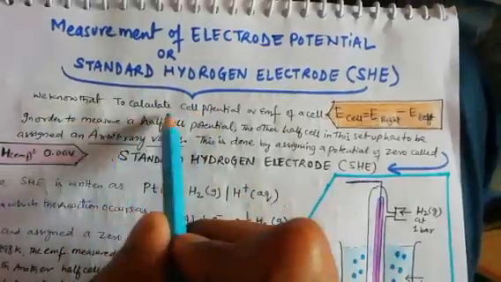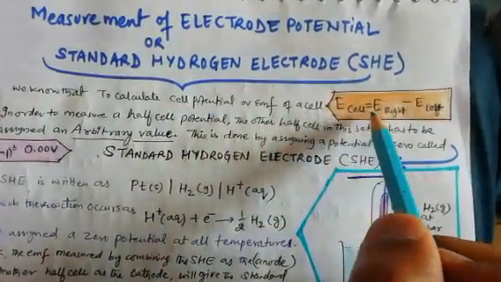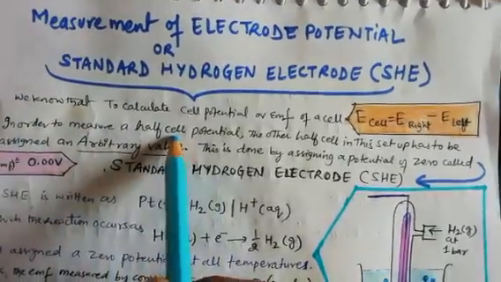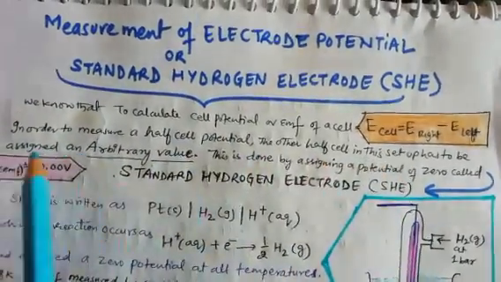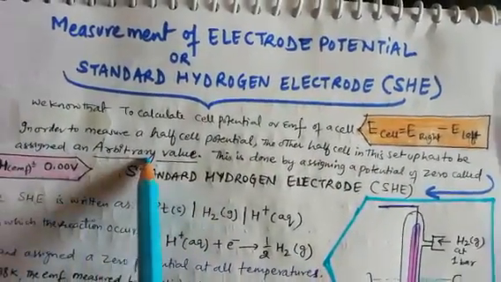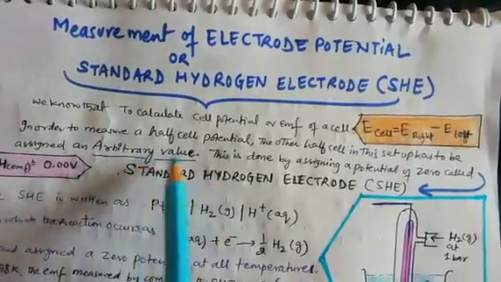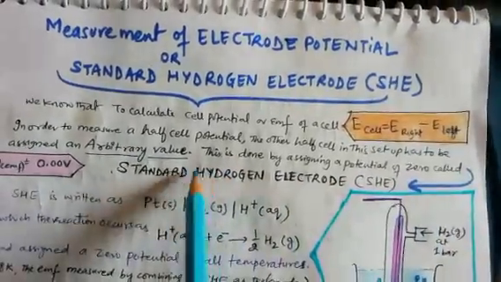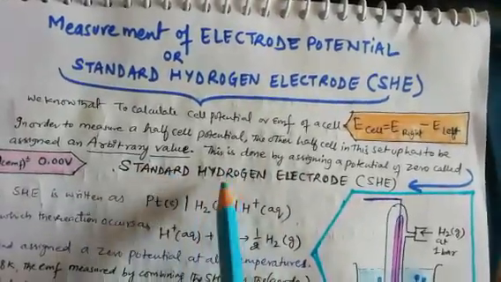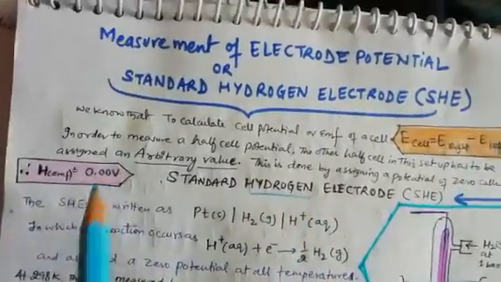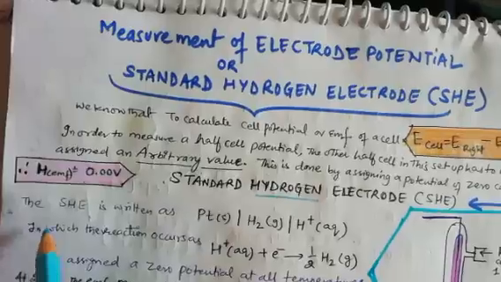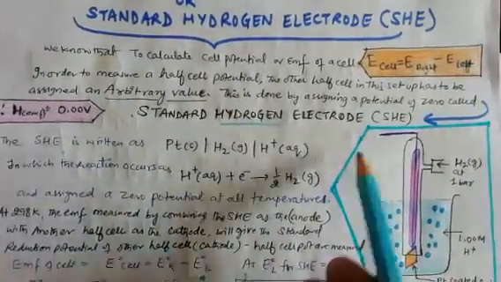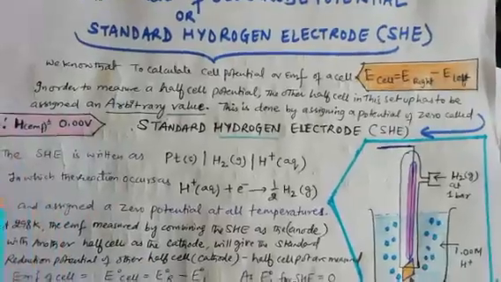So to calculate the EMF of the cell, E cell is equal to E right minus E left. This formula we studied already. In order to measure the half cell potential, the other half cell in this set has to be assigned an arbitrary value. Arbitrary value means neutral value. This is done by assigning the potential of 0. This is called the standard hydrogen electrode. Why are we using the standard hydrogen electrode? Because hydrogen is that kind of electrode. Its voltage is 0.0, and whenever we add or subtract something with 0, it will give the same value. Okay, in this way we can calculate one side of the half cell.